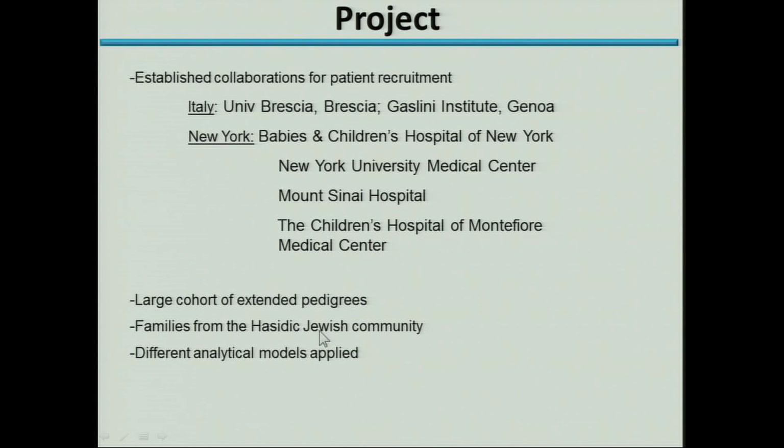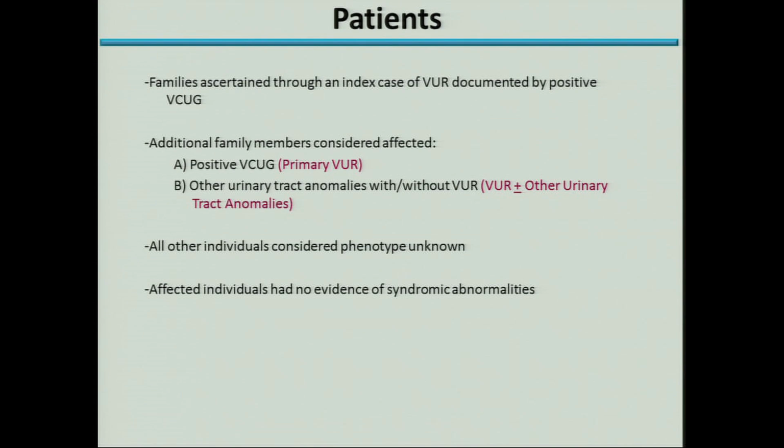We were looking at families from the Hasidic Jewish community, since for these individuals there was a very small inflow and outflow of new genes in this community. It was a very small community, and they had very large extended pedigrees. So what we did was we ascertained through an index case of VUR documented by positive VCUG, and then additional family members were recruited to the study if they had either primary VUR documented by VCUG or other urinary tract anomalies with or without VUR. All other individuals were considered phenotype unknown, not unaffected, since they could have had reflux at a young age and then had it resolve.